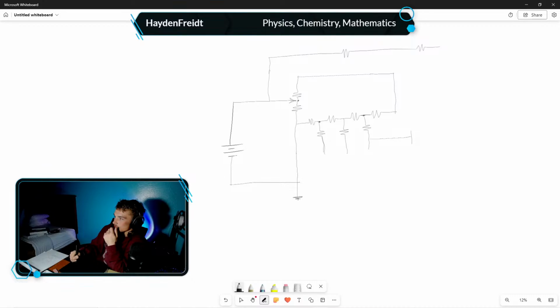And this is what a transistor looks like. Symbol for a transistor.